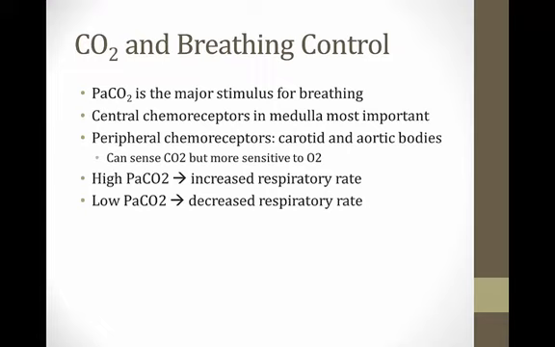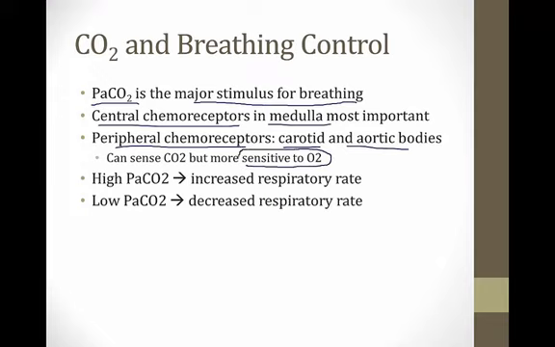It's important for you to know that the level of carbon dioxide in the bloodstream is the major stimulus for breathing. It's not oxygen. The place that responds to the level of CO2 is in the medulla. There are central chemoreceptors in the medulla, and they tell you how fast to breathe based on the carbon dioxide level. There are also some peripheral chemoreceptors in the carotid and aortic bodies. These can sense CO2, but they're more sensitive to oxygen. And just like with the brain, they only kick in when you get severely hypoxemic.